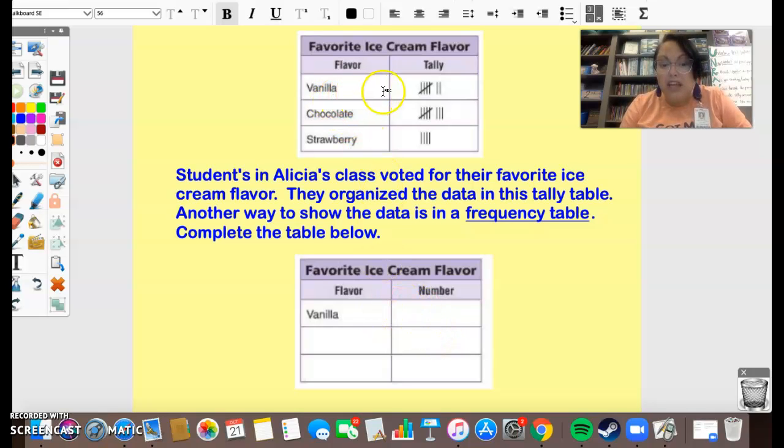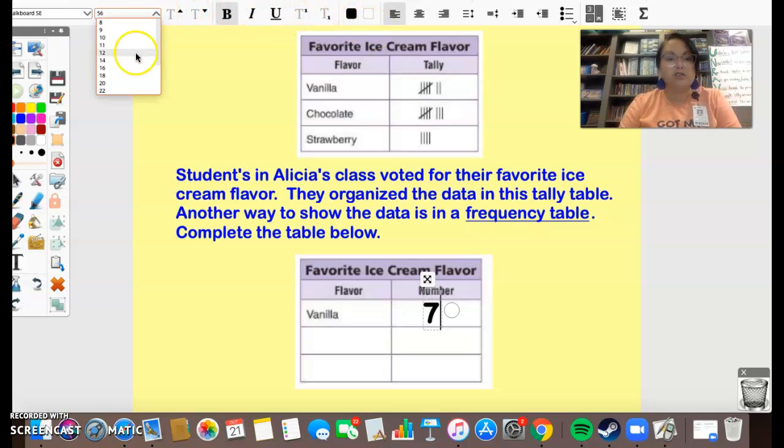So how many chose vanilla? 5, 6, 7, okay? So right here, I'm going to write the number 7 and move it up here. Now I need to make my text a little smaller. Let me see how I can, oh, there it is.